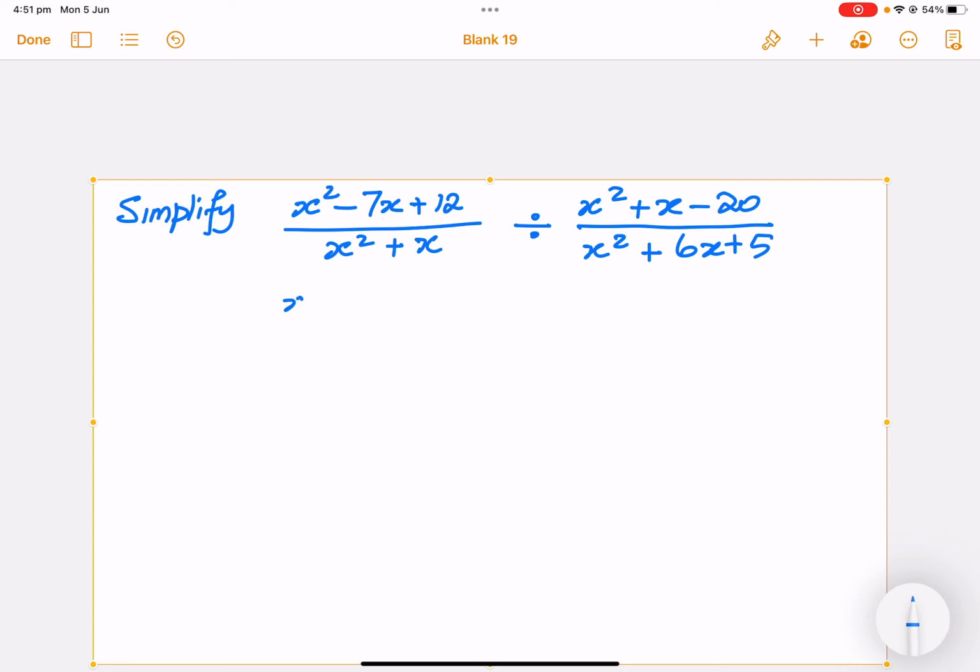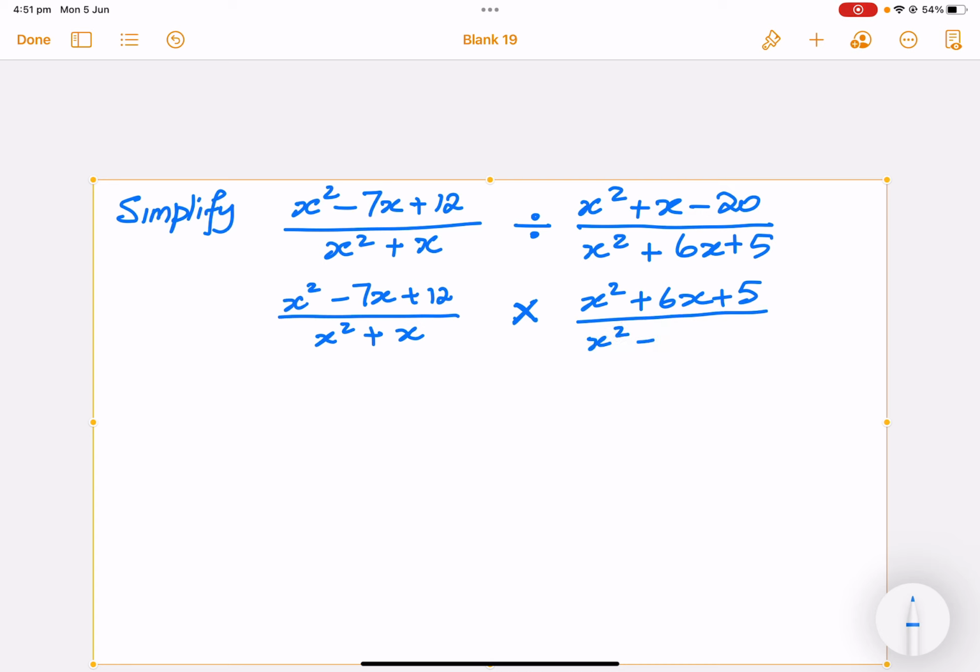I'm going to rewrite the first equation. It's going to be like that. We don't change the first fraction. It's still going to be x squared plus x on the denominator. Just going to change this to times. So to divide a fraction is to multiply by the reciprocal. So I'm going to put the denominator x squared plus 6x plus 5 on the numerator. Take that numerator, put it on the denominator, x squared plus x minus 20.